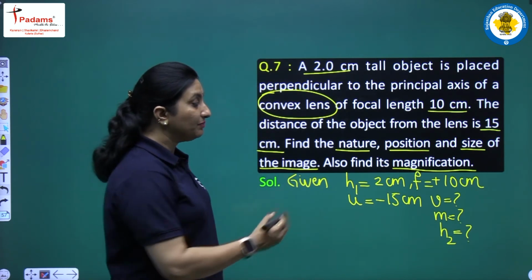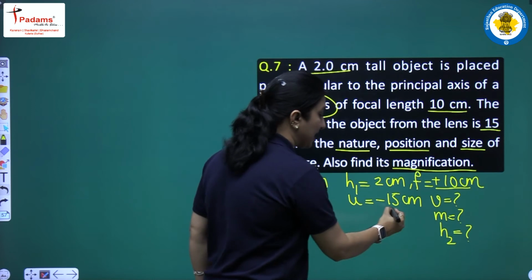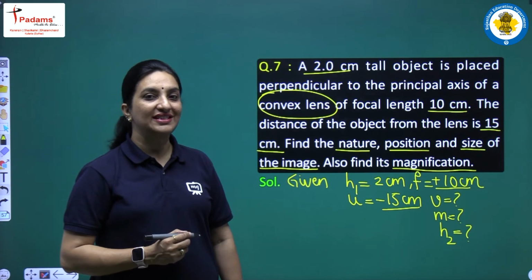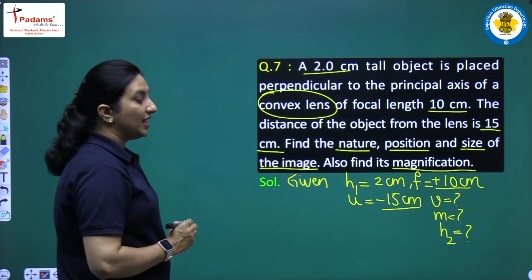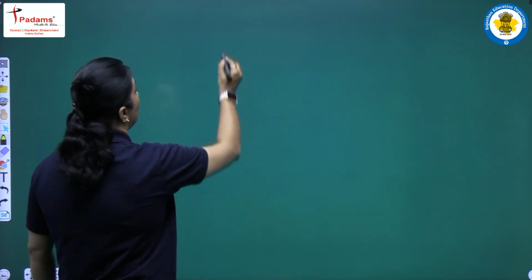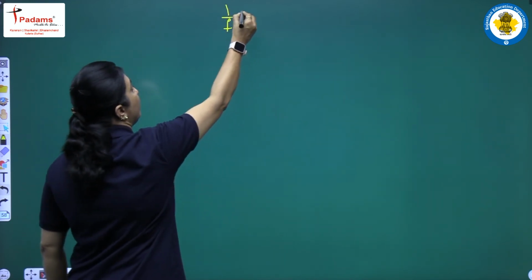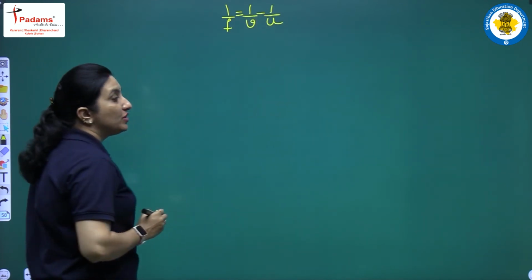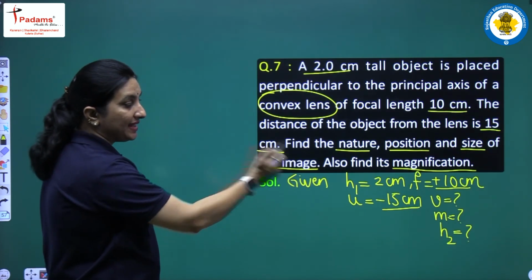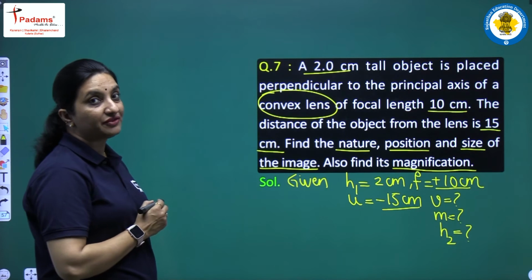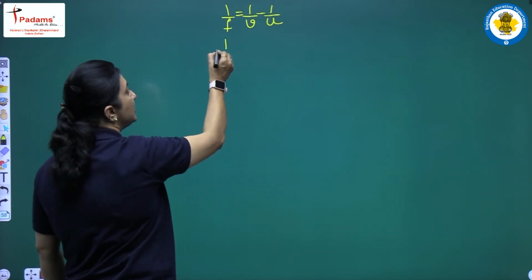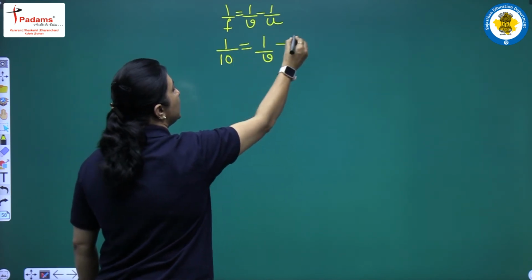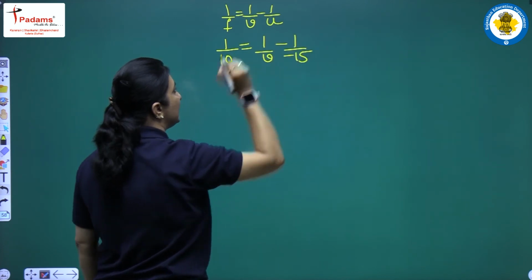Now, what is given? f is plus 10 centimeters and u is minus 15 centimeters. So, what we will use here is the lens formula. So, let us begin with the lens formula. Now, the lens formula is 1 upon f is equal to 1 upon v minus 1 upon u. Now, students, here the focal length was plus 10 centimeters and u was minus 15 centimeters.